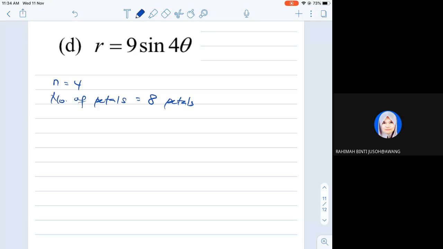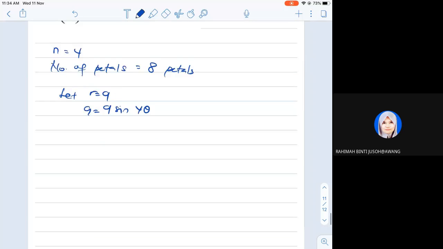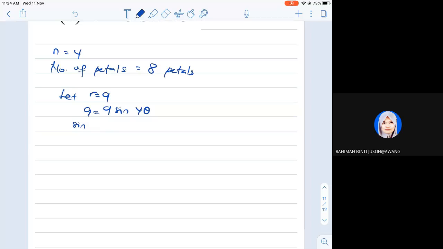Okay. So now, where is the position? Let R equal 9. So 9 equals 9 sine 4 theta. So we have sine 4 theta equals 1. So 4 theta equals arcsine of 1. We will have 4 theta equals 90 degrees, as before.